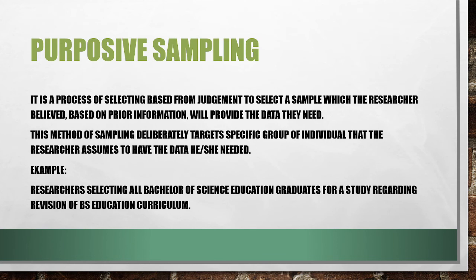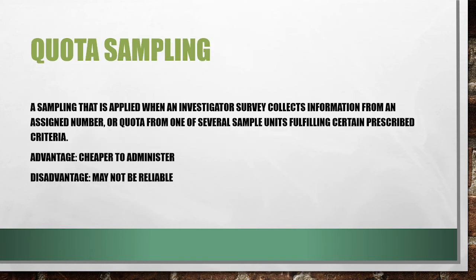Okay. So, for the next one, we have here quota sampling. A sampling that is applied when an investigator or surveyor collects information from an assigned number or quota from one or several sample units fulfilling certain prescribed criteria. This quota sampling is, I think, the cheapest to administer. Kasi once na-reach mo na yung quota mo or yung specified number, pag na-fulfill mo na yung specified number na yan, then tapos ka na.